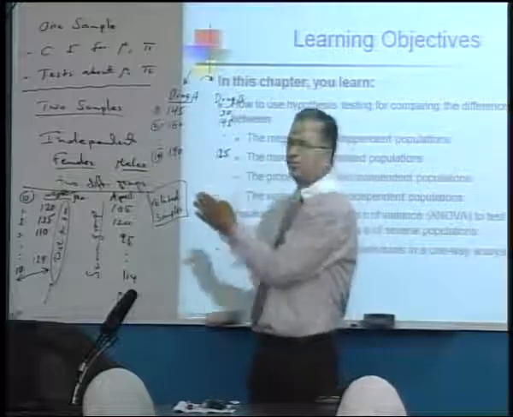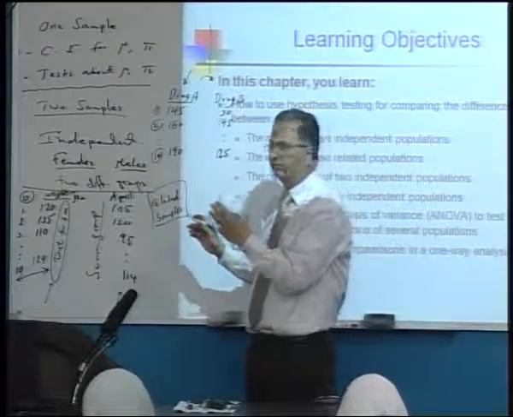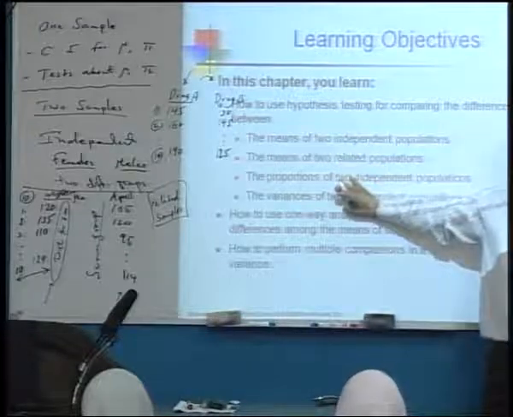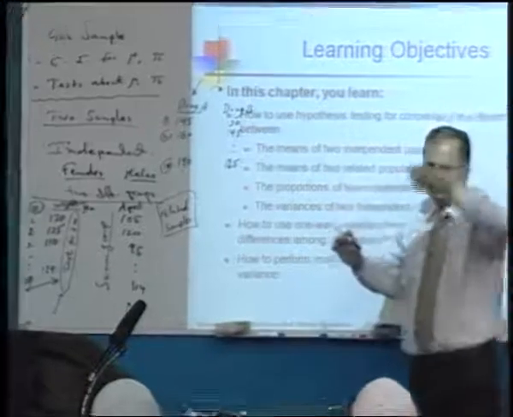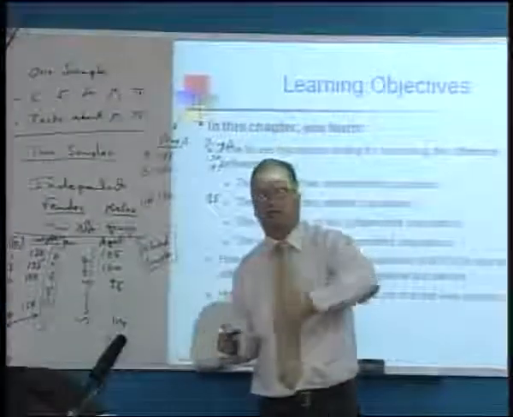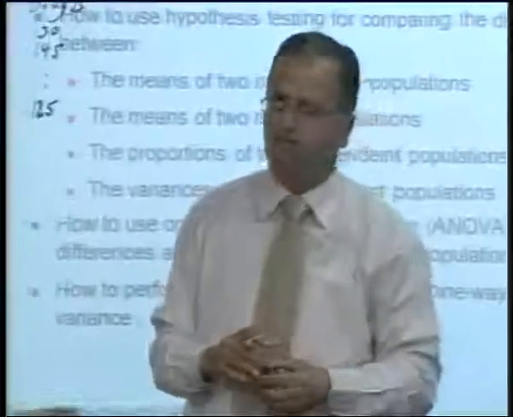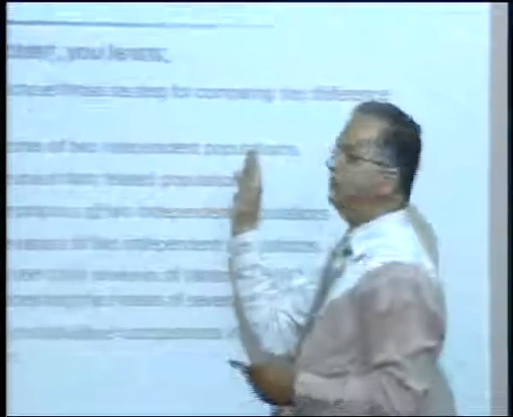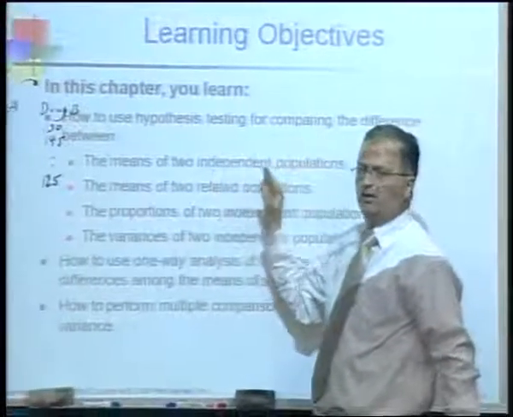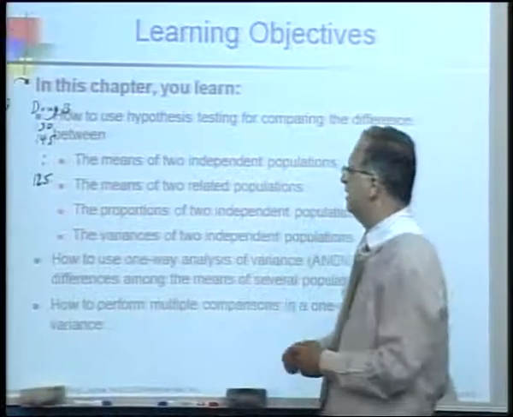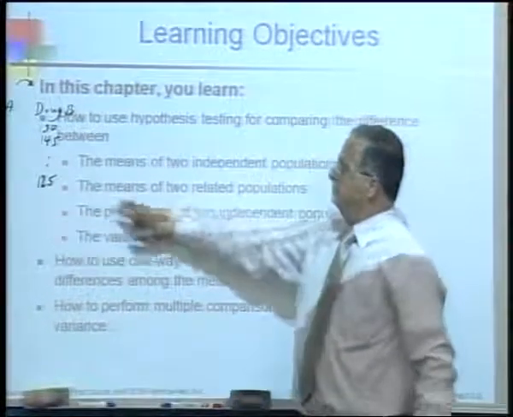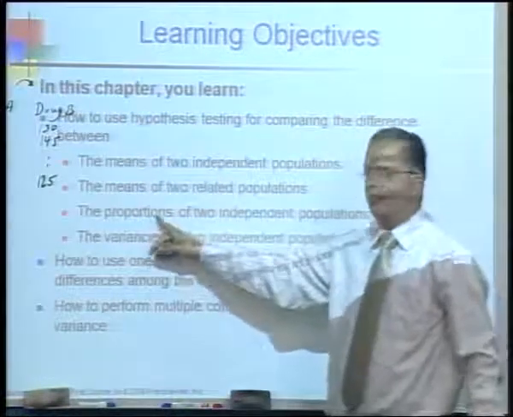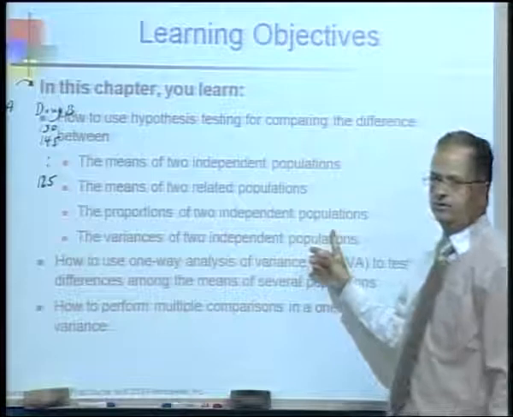So if you have before and after, it means we have related samples. So any problem has before and after for the same people, the same individual. In this case, we have related samples. So we have to distinguish between two independent populations and two related samples. The other objective, we are going to use hypothesis testing for comparing the proportions of two independent populations.